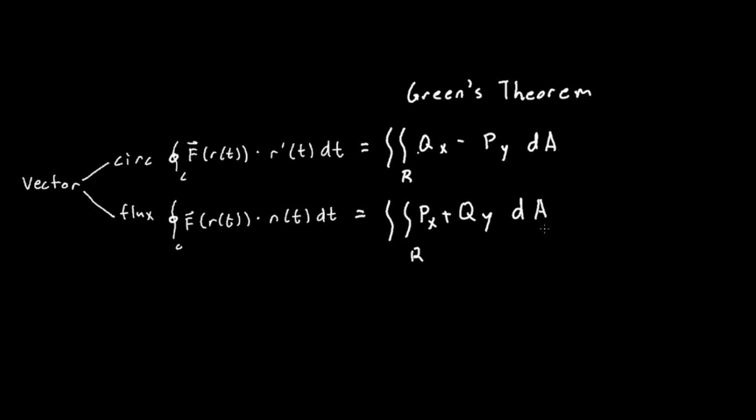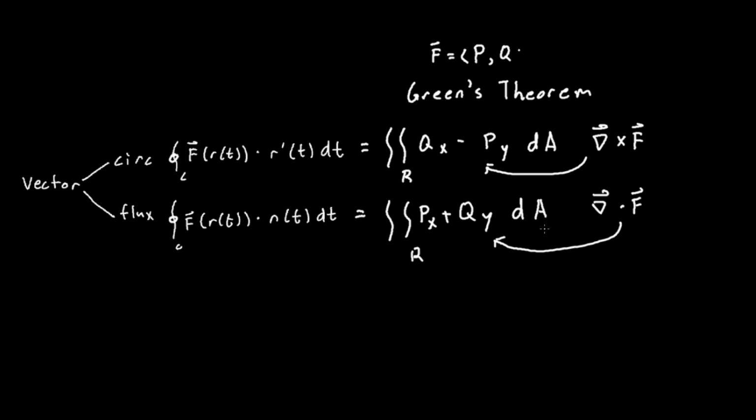If I want to be a little more specific, this is the curl of your vector field for Green's theorem, and this is your divergence to calculate the flux. And just a little more specificity: your vector field is defined by its first component as P and its second component as Q, if you've never seen notation like that, or if you see M or N or anything like that.